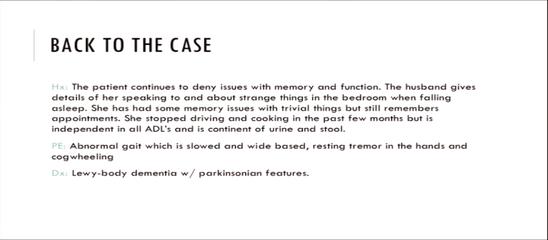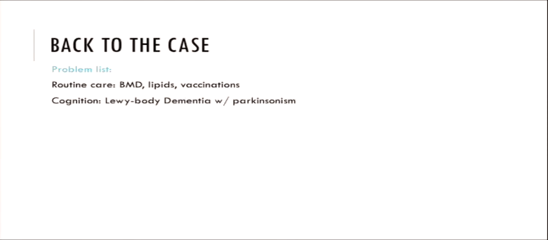All right, so we have the diagnosis. So what are we doing for this patient? Okay, so let's go through it. First of all, she mentioned that she hasn't had any immunization since childhood. There was no BMD on the EMR, and her lipids weren't done for a while. So for routine care, we have to do those three things. Okay. What's next? So we talked about her cognition as well. She has a clinical diagnosis now of Lewy body dementia with Parkinsonism. So we have to address that.